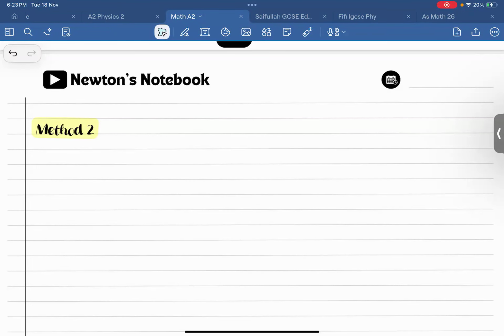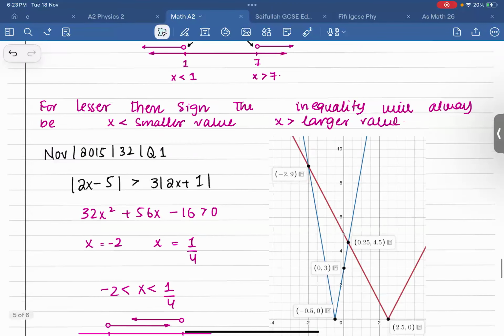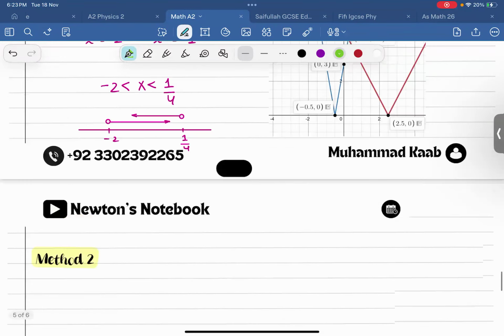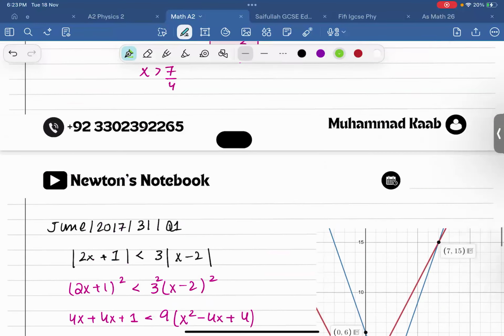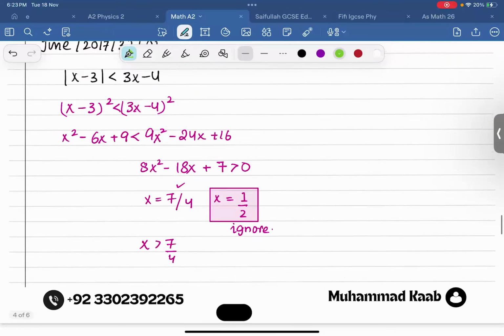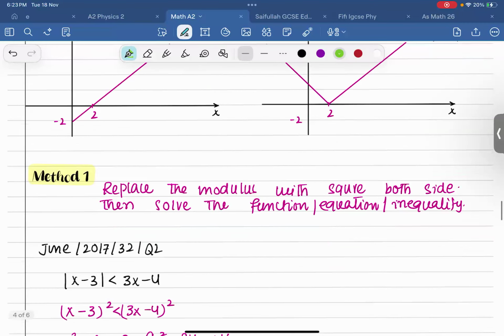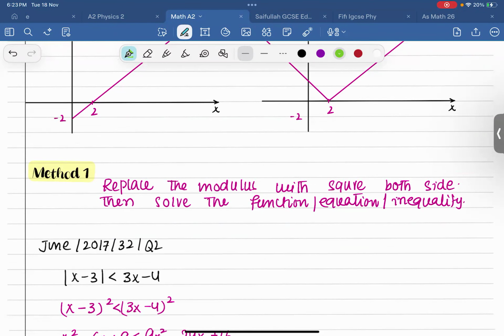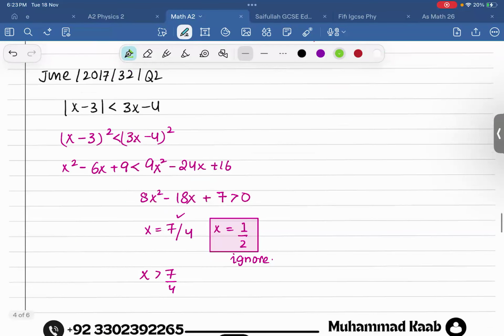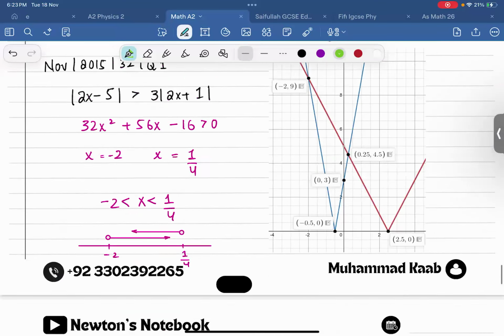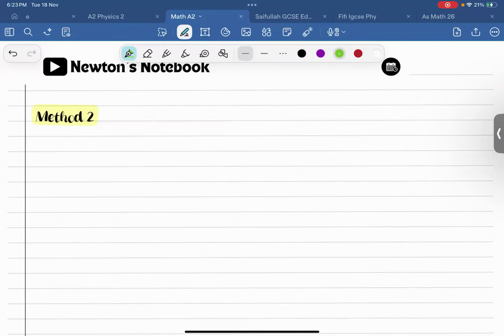Okay, so this method too, regarding the solving of the modulus function, is going to be really easy. Previously, we were just squaring both sides, expanding, and solving, right? Now, the other way of solving this type of modulus function question is you can replace the modulus with a bracket, and you can apply plus and minus sign with any of the sides, right?